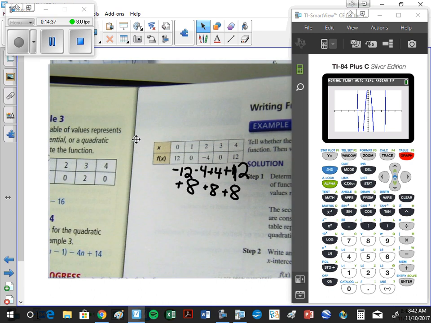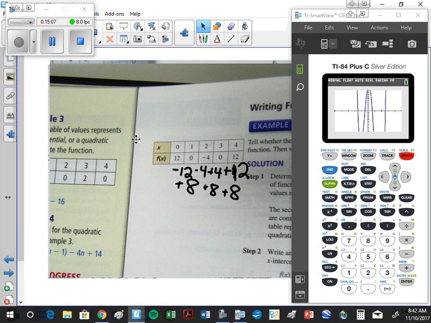So I found out that this one is quadratic. How do I figure out the equation? I know what type of equation it is. How do I find the equation? Well, we'll just ask our calculator to tell us. If I wanted to create a straight line, how many points do I need to figure out a straight line?